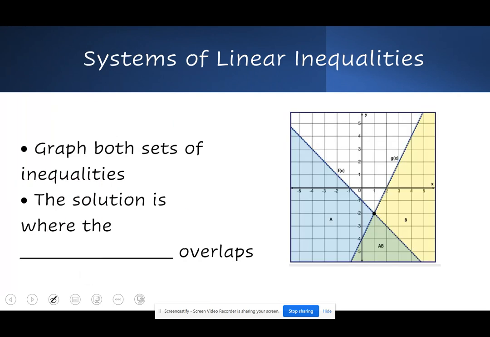Now, we can also have systems of inequalities, where kind of like we had systems of equations, we're going to have to graph two inequalities on the same graph, and our solution is going to be where our shading overlaps.